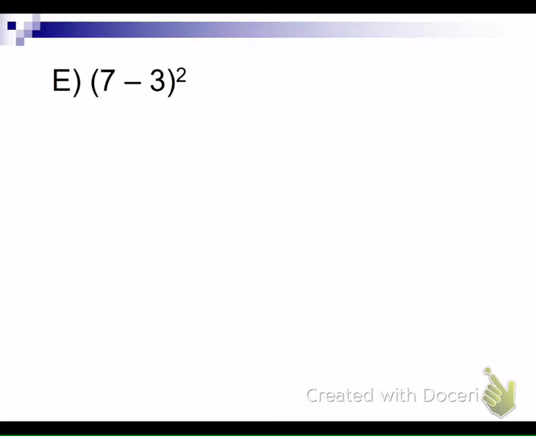Part E. Yep, so we have to do the parentheses first. 7 minus 3 is 4, and 4 squared equals 16.